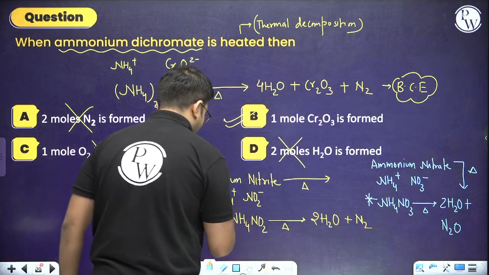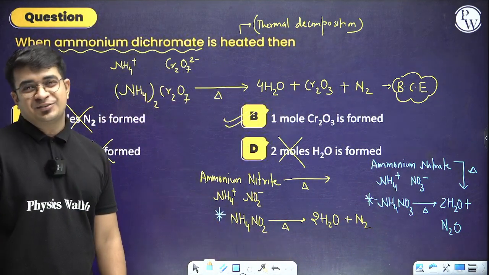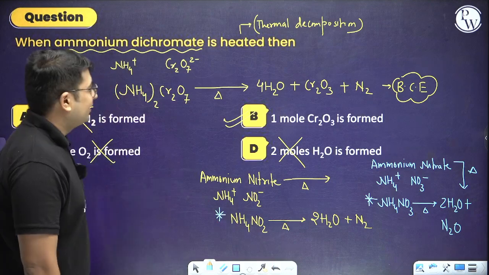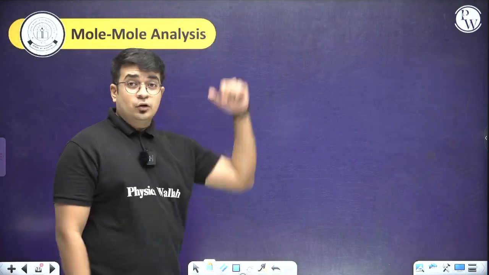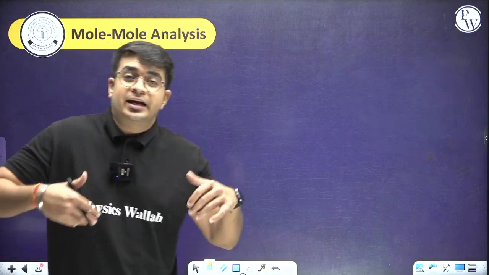I hope this part is clear to everyone. That's how you can predict the reaction. This is the type of thermal decomposition. Now the next part: how can we extend this information?